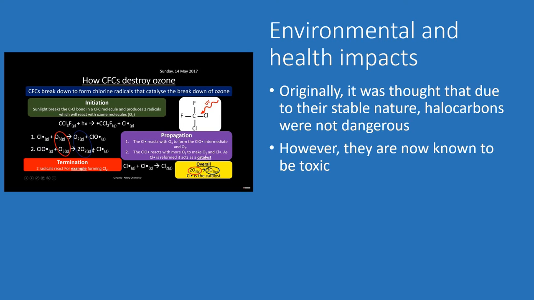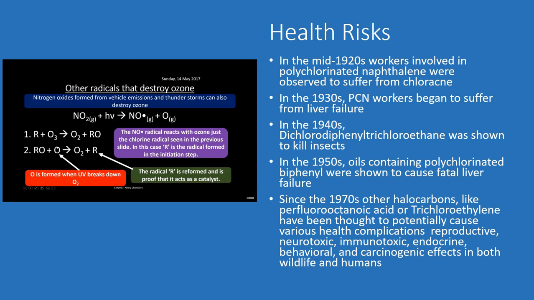You're probably wondering why ozone and oxygen are circled red and blue. It's pretty much just showing how in the reaction ozone will form oxygen as the product. It's not that difficult. Now, health risks. Before we jump into health risks, let's quickly mention other radicals that destroy ozone.